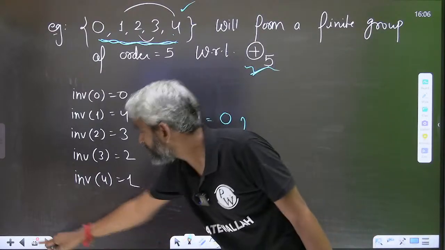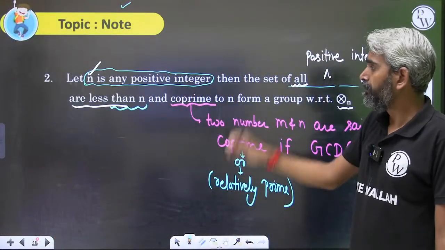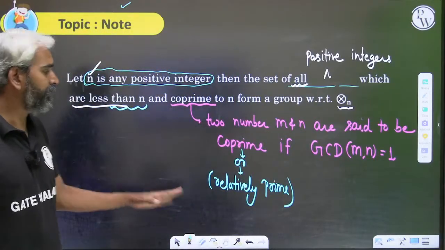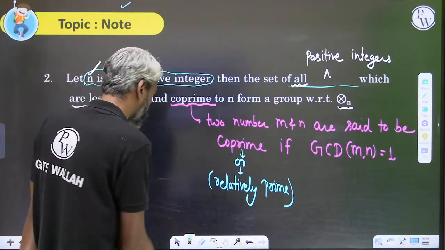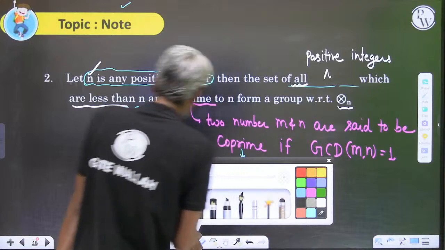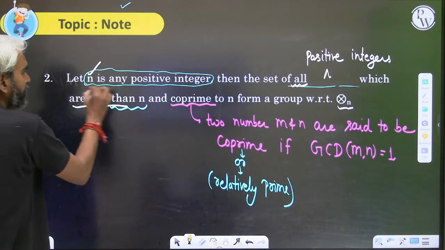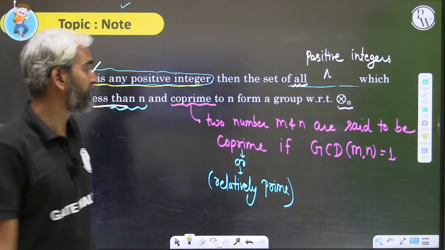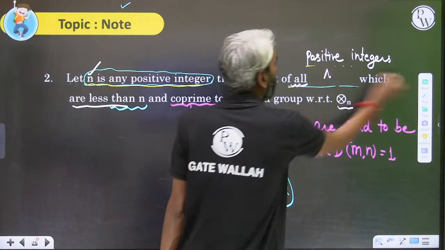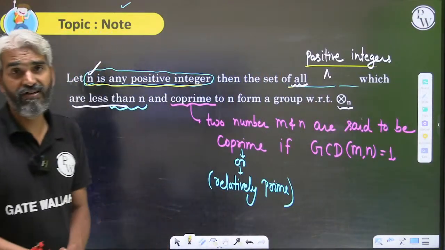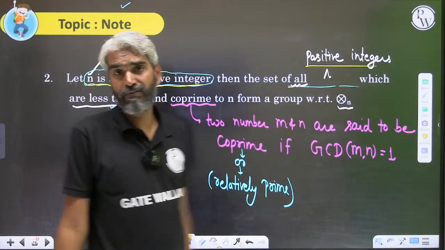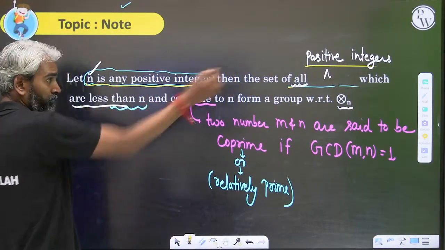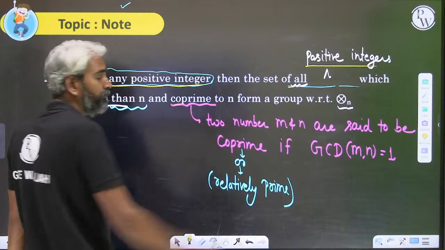Then we were discussing the concept of a group with respect to multiplication modulo, and we had to face some issue. So let's look at this concept. If n is any positive integer, then consider the set of all positive integers which are less than n and co-prime to n.